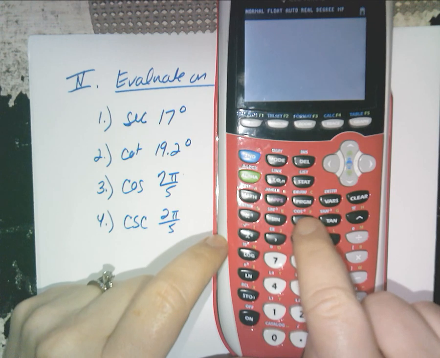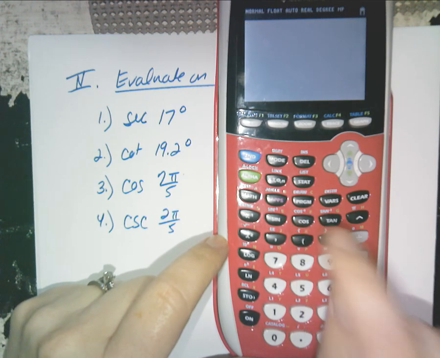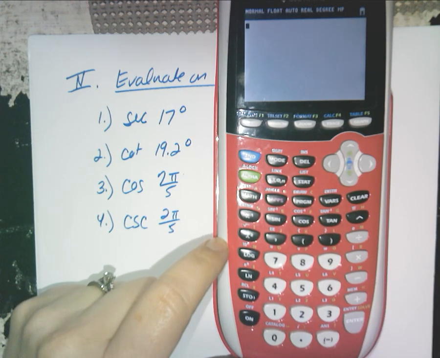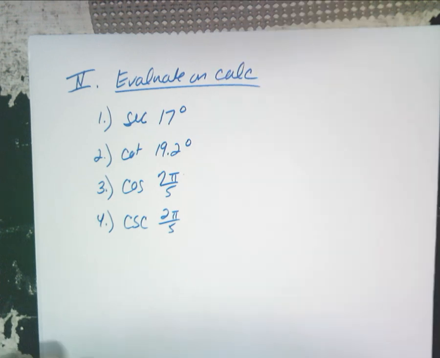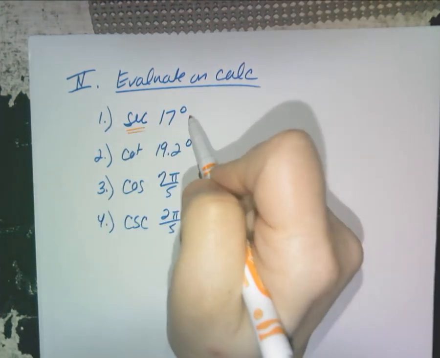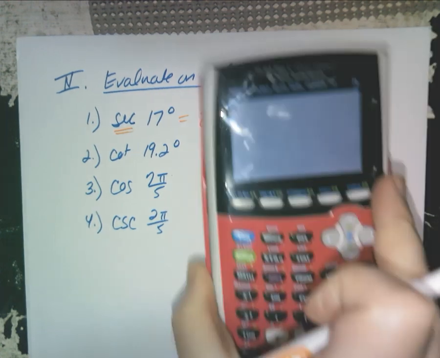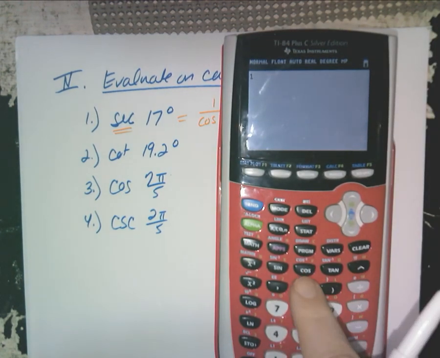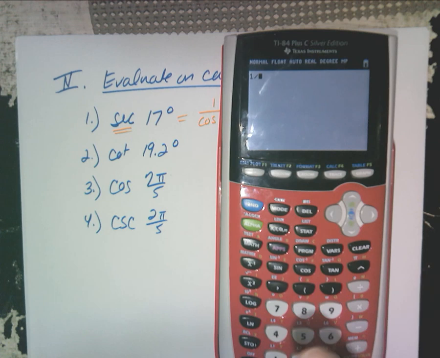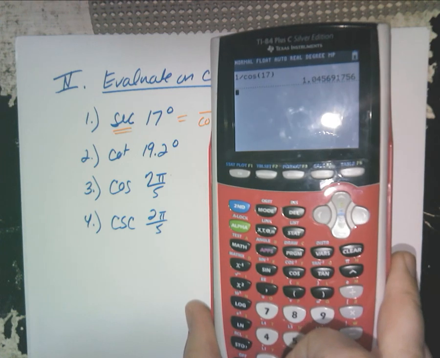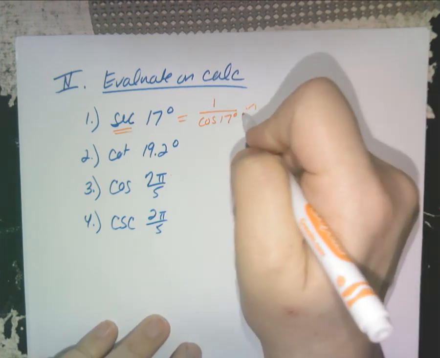Secant is not in your calculator, y'all. Secant is not inverse cosine. Secant is 1 over cosine, right? It's the reciprocal. So to do this one, you would have to type 1 over cosine of 17 degrees. You can put the 1 over cosine in parentheses, but I think your calculator won't mind doing this one without parentheses. So 1 over cosine 17, 1.05, roughly.